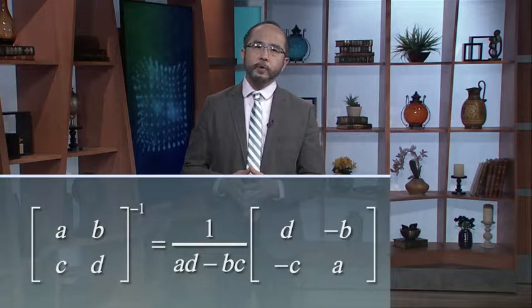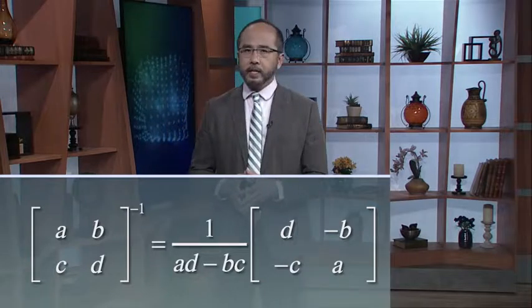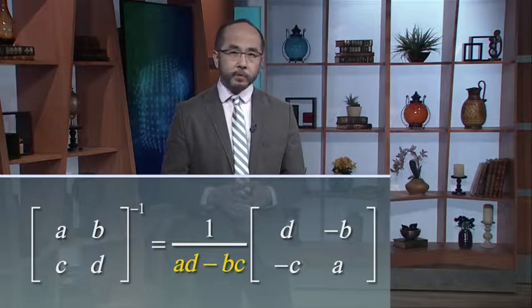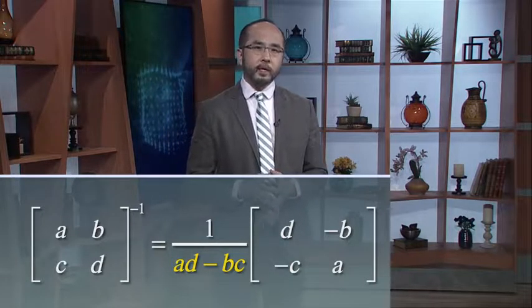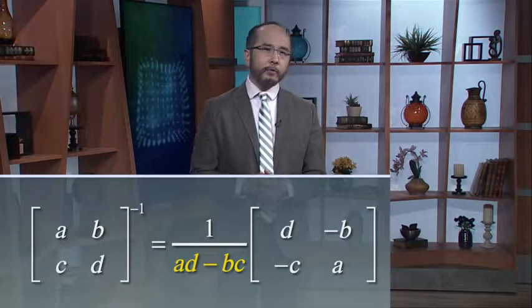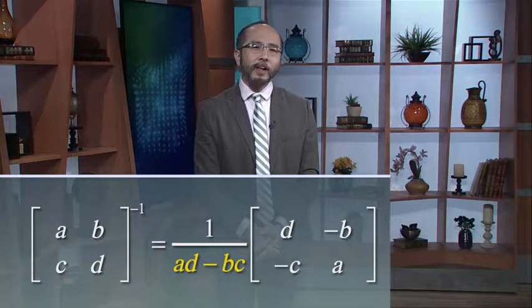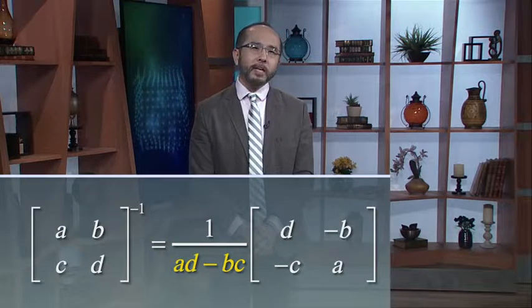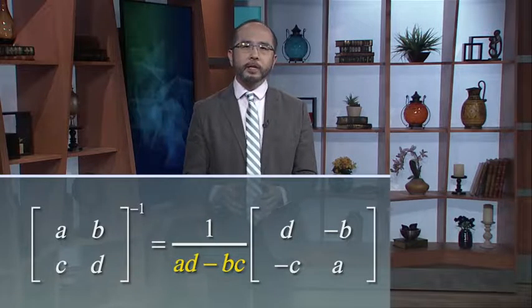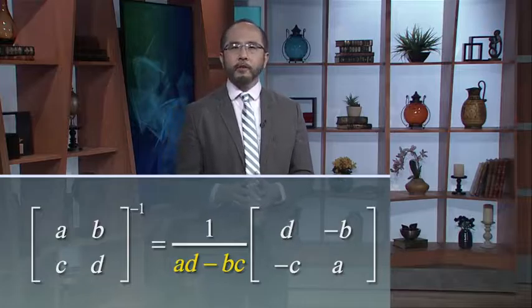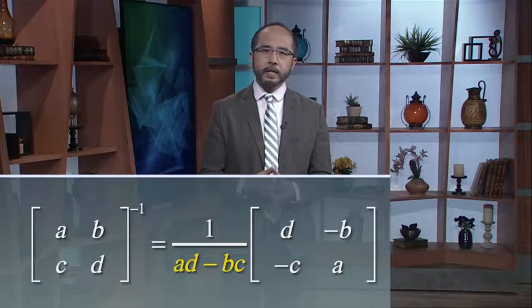Notice that the 2 by 2 inverse formula is not valid in the case AD minus BC equals 0, since you can't take the reciprocal of 0. But is there a different formula that will give an inverse in that case? As it turns out, no. When AD minus BC equals 0, the matrix ABCD has no inverse. I'll leave you to ponder why, but we'll return to this later.